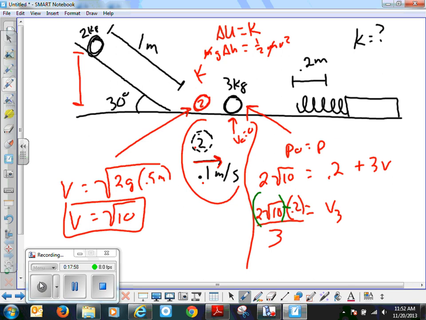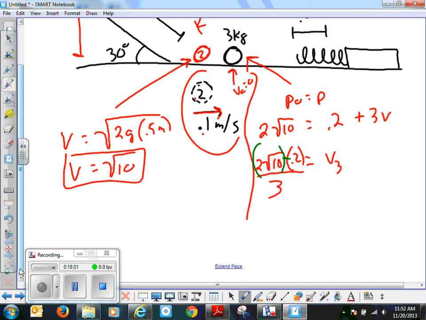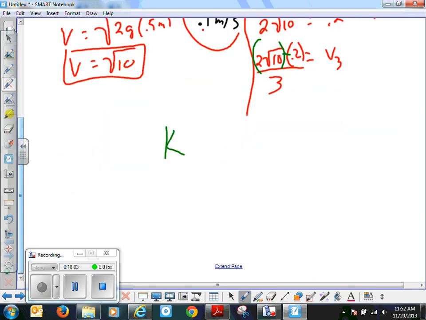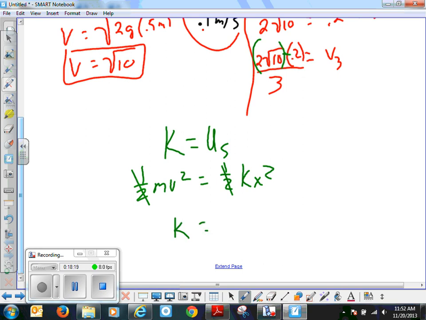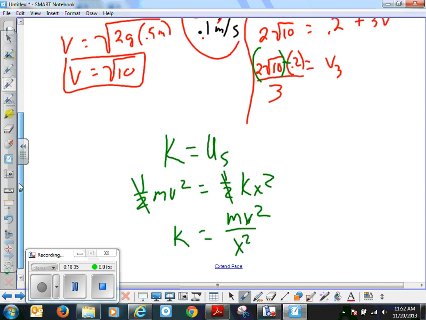Okay, so now I can say that my kinetic energy is going to equal my spring potential. Do you agree? So my 1/2 mv squared equals 1/2 kx squared. Cancel out my halves. My k then is equal to mv squared over x squared. And after that, it's just filling in all the blanks, because we have the mass of the ball, which is 3. We have the velocity. And then the displacement of the spring is given as 0.1 or 0.2 meters.